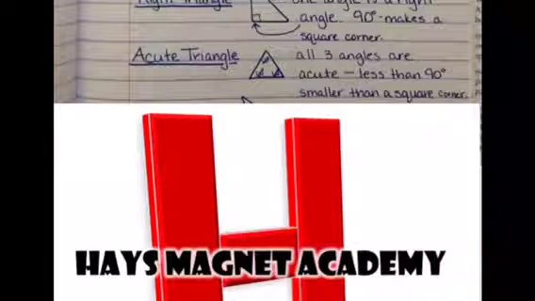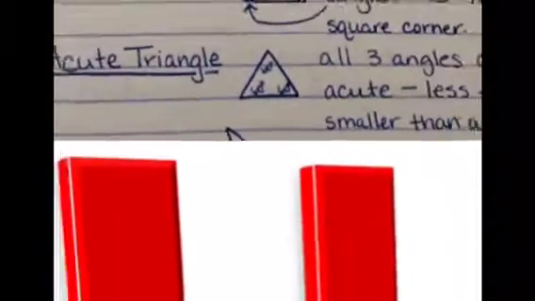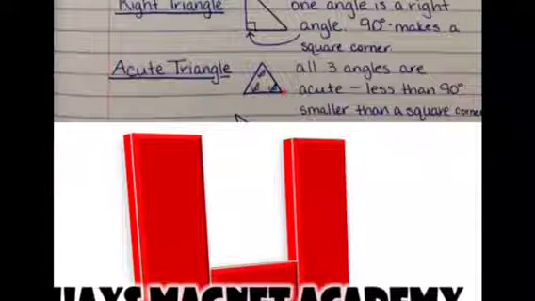The next one is an acute triangle. All 3 angles are acute, and an acute angle means that it is less than 90 degrees. It is smaller than a square corner. So in this one right here, I have all of them labeled 60, which is less than 90, so all of these are acute angles. The way I remember that is I always say, oh, it's a cute little angle. So it's going to be a little small and cute and tiny. It's going to be smaller than 90 degrees.